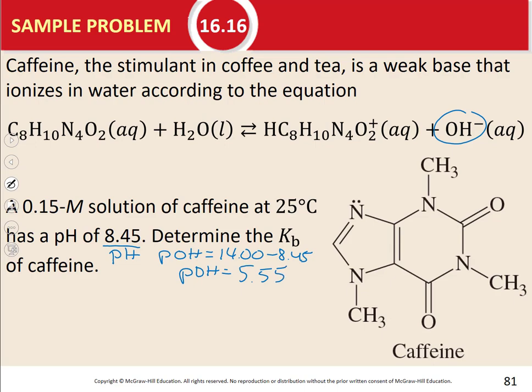Now, if I inverse my POH equation, I get that the concentration of hydroxide is equal to 10 to the negative POH. So concentration of hydroxide ion is 10 to the negative 5.55, which is 2.82 times 10 to the negative 6. And that's my X in the ice table. Now can you solve for K?